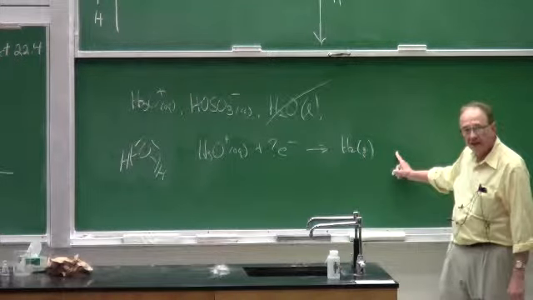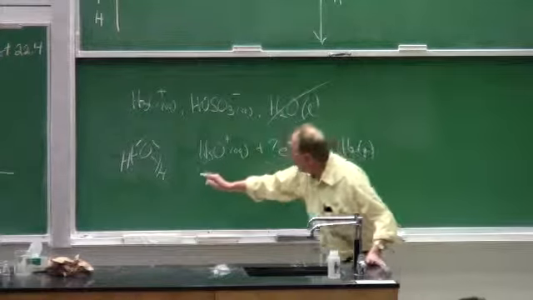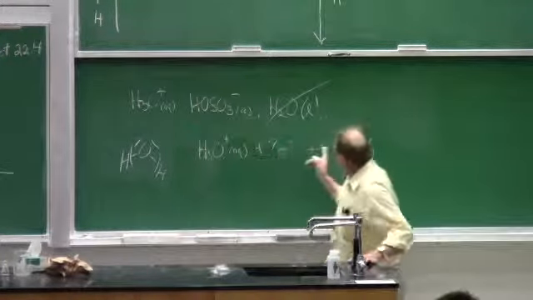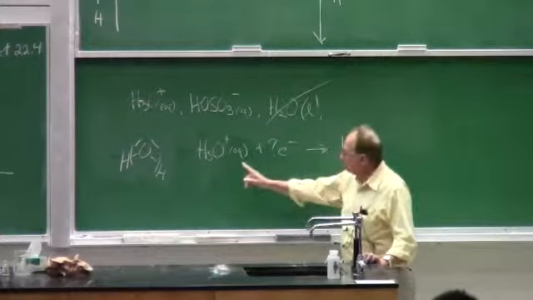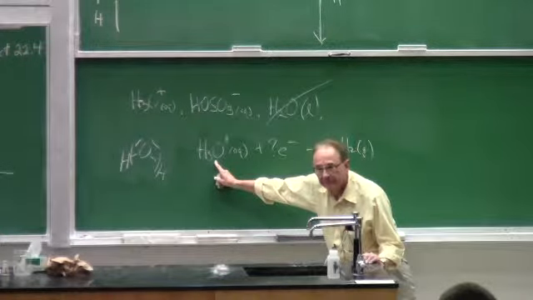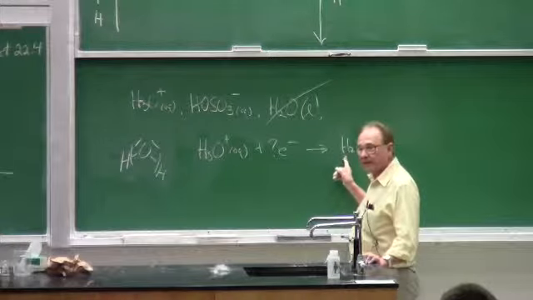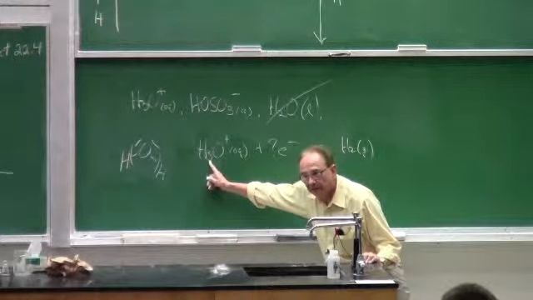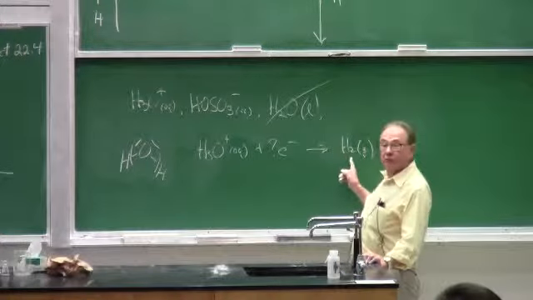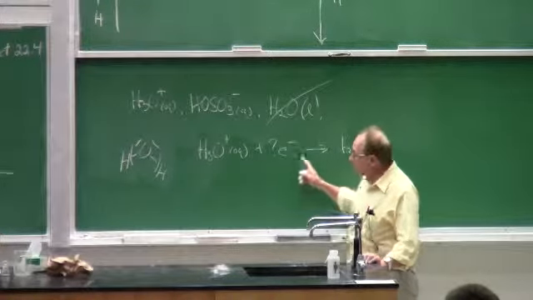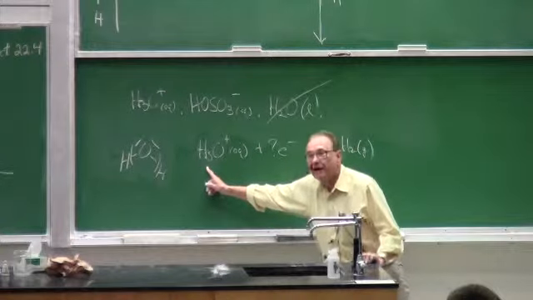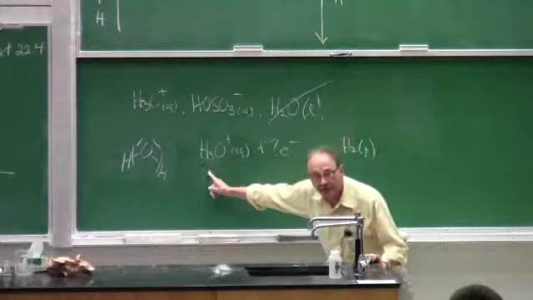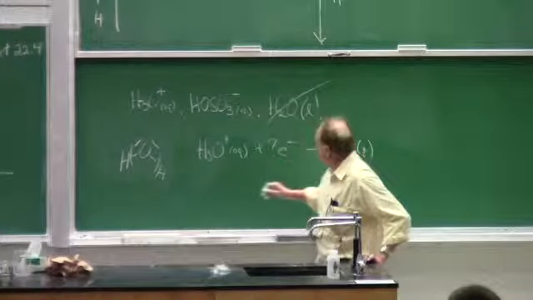Question: is it possible to make a hydrogen molecule from a hydronium ion? Is it possible? You're damn right it's possible, because I need two hydrogen atoms to make a hydrogen molecule, and this has got three hydrogen atoms. Now, is it chemically feasible to make a hydrogen molecule from one hydronium ion? Why not?